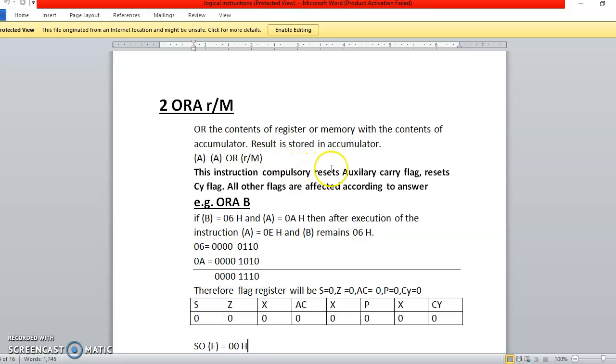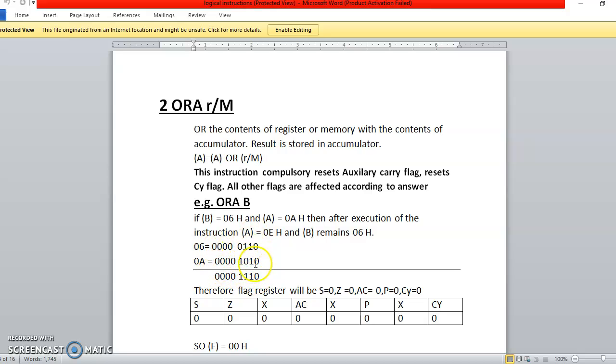Now these instructions will compulsorily reset the auxiliary carry and carry flag. So ORA B, if I say B is 06 and A is 0A, then 06 and 0A are ORed.